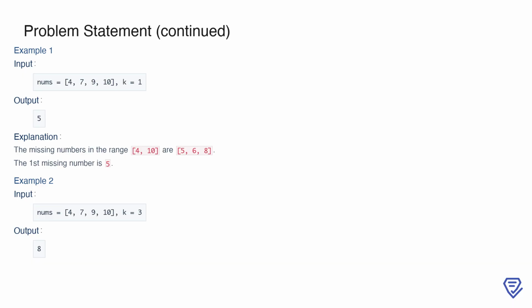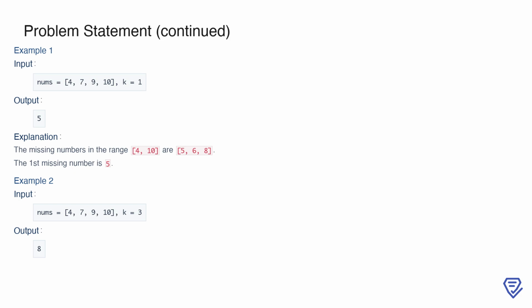Suppose the input array is nums equals [4, 7, 9, 10], and k equals 1. The range defined by the values in nums is from 4 to 10. As we look for missing numbers in this range, we find that the numbers 5, 6, and 8 are not present in the array. If we are tasked with finding the first missing number, that would simply be the first value in this list of missing numbers, which is 5. So the output for this input would be 5.